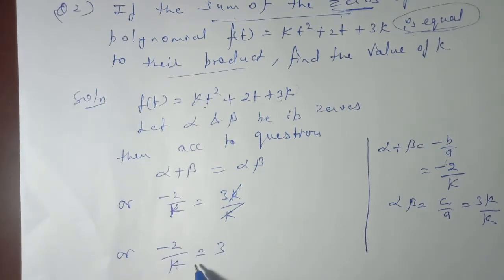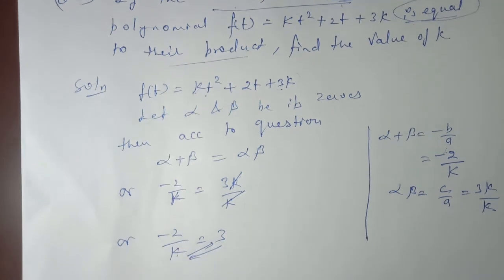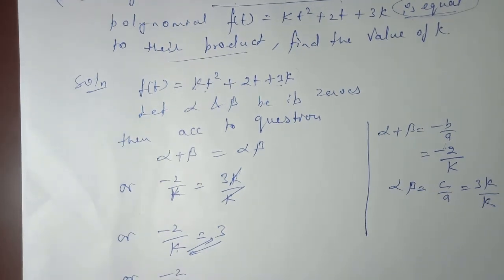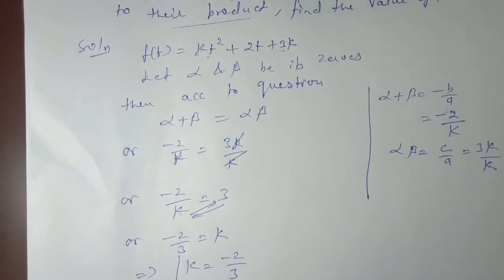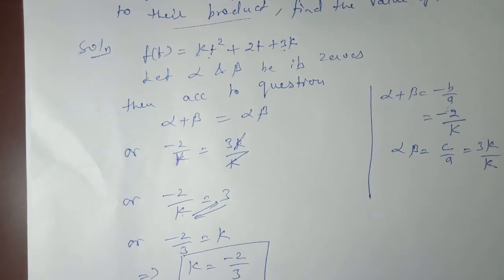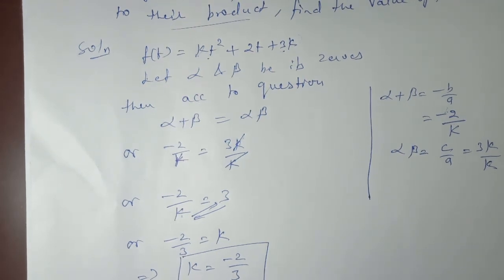We have to find the value of k. Let us interchange the places: -2/3 = k. So this implies that the value of k is -2/3. So this way we can solve problems based on zeros of a quadratic polynomial. Thank you.